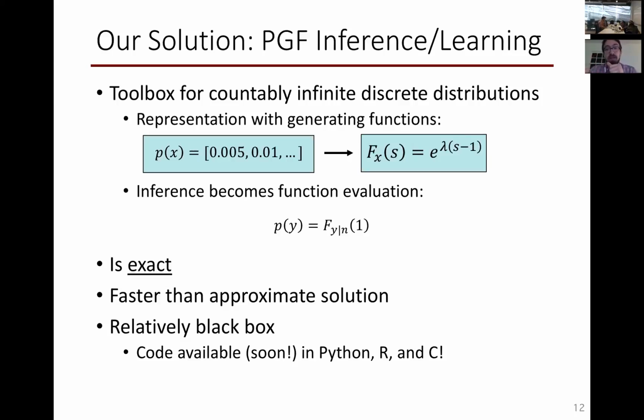And in spite of giving you the exact answer reliably, it's also quite a bit faster than the approximate solution, somewhere around 2 orders of magnitude faster than using this truncated approach, which we'll show empirically in results later.